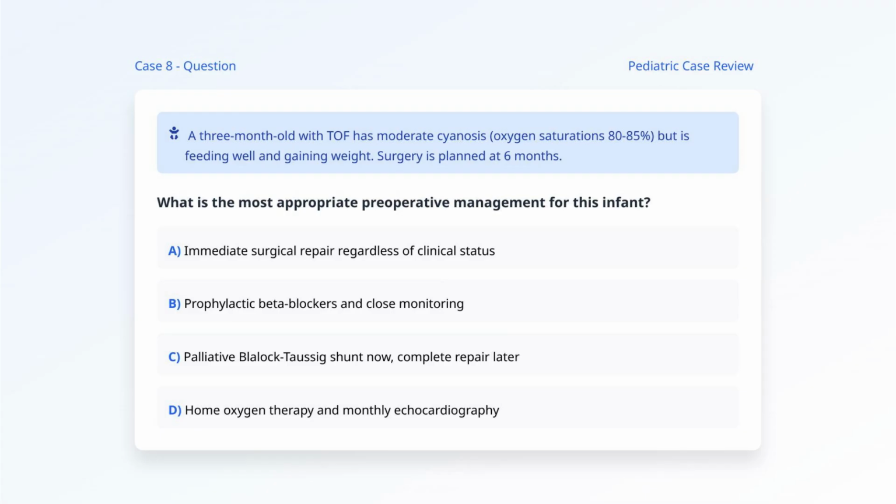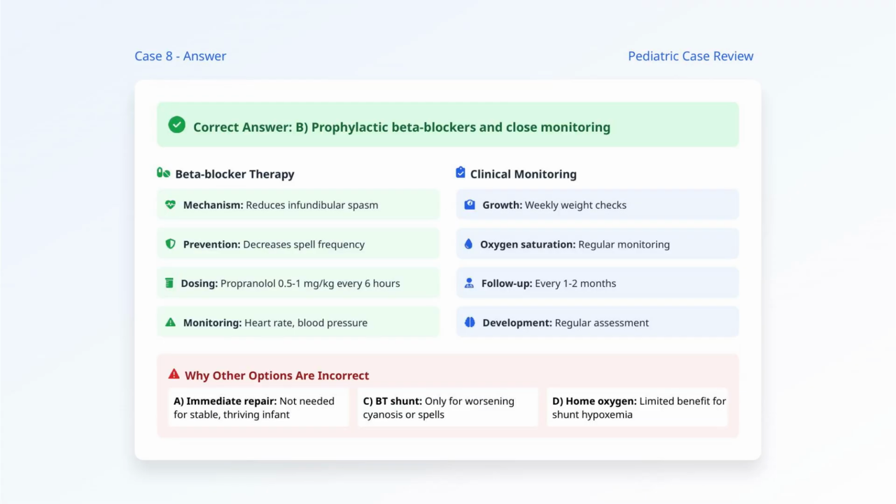Is it A. Immediate surgical repair regardless of clinical status, B. Prophylactic beta blockers and close monitoring, C. Palliative Blalock-Taussig shunt now, complete repair later, or D. Home oxygen therapy and monthly echocardiography? The correct answer is B.